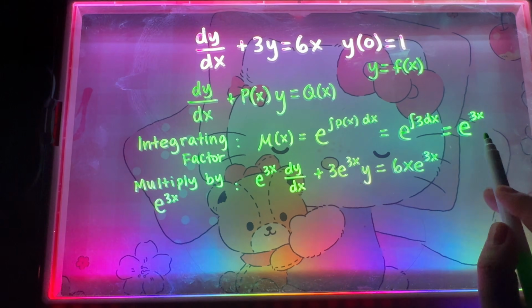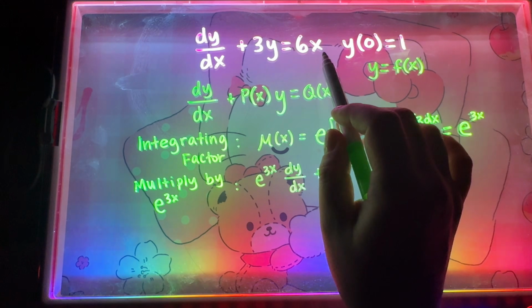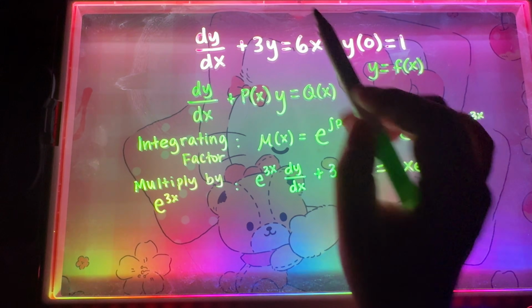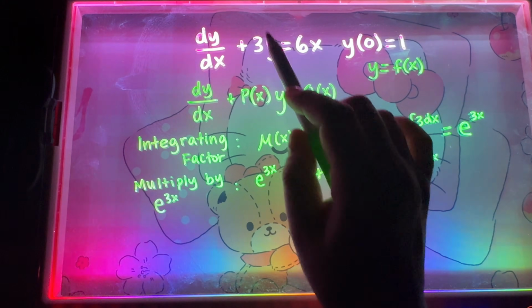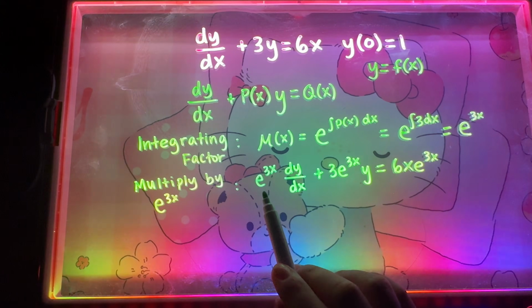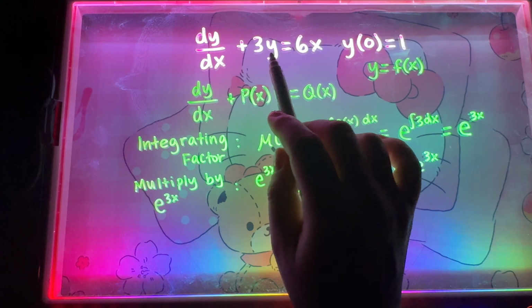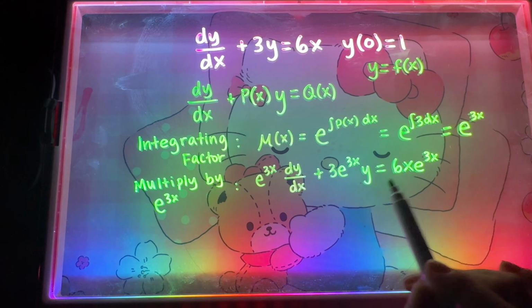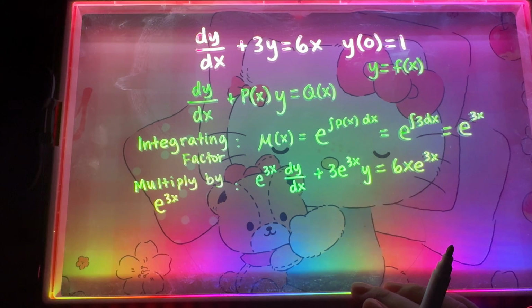Does that make sense? I'm multiplying both sides of this equation by e to the 3x, and because I'm multiplying this whole part, I have to distribute that, so we're basically multiplying each of these terms by e to the 3x. So e to the 3x times this, plus, and then I'm just putting the e to the 3x in between here, but it's 3 e to the 3x y equals 6x e to the 3x.